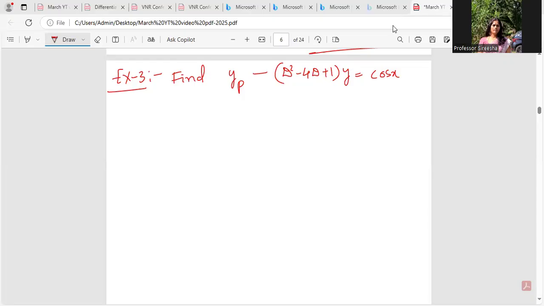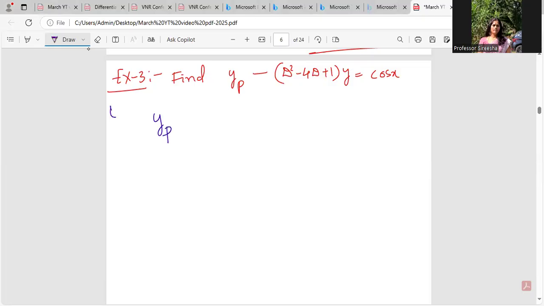Okay, let's see how to find yp when cos x or sin x are there. In this example, I have cos x, so it's just finding out yp. I'm not going into the details of how to find the general solution; you can check my previous videos for it. Now, how do I find yp?